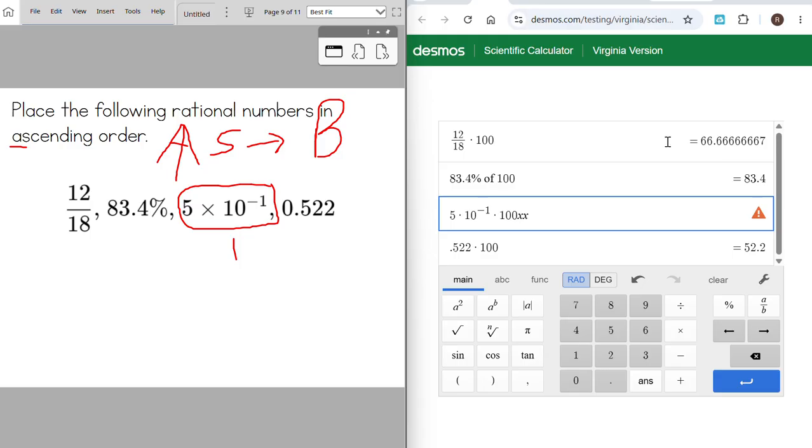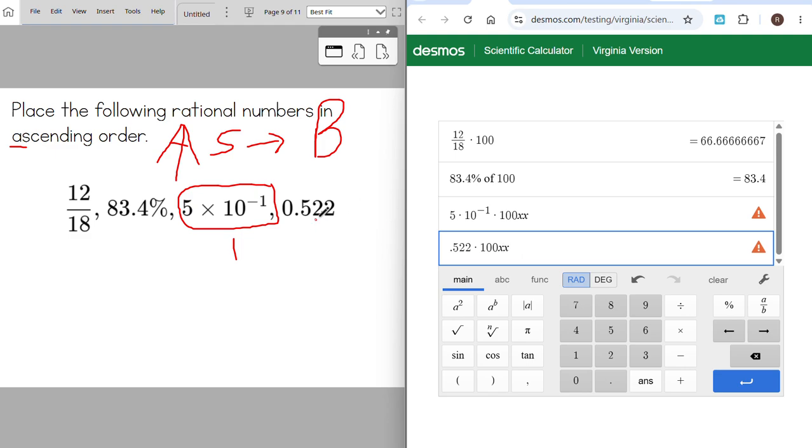So now I have left 66%, 83%, and 52%. Again, I want small to big, so which is the smallest? That would be this one right here. So I'm putting those X's there so that when I go back, if I want to recheck my work, which is always a good job, I don't have to retype everything. I just have to get rid of those X's I put there.